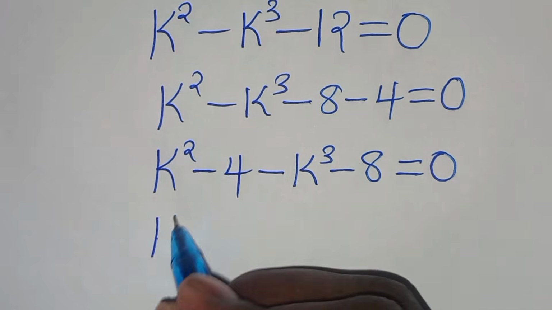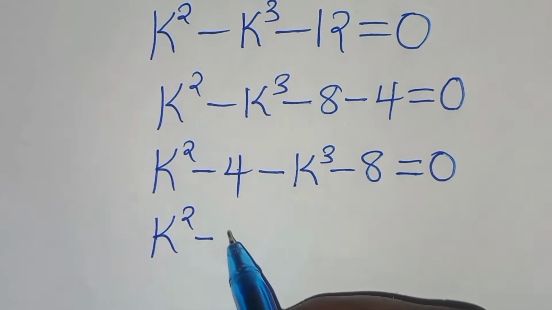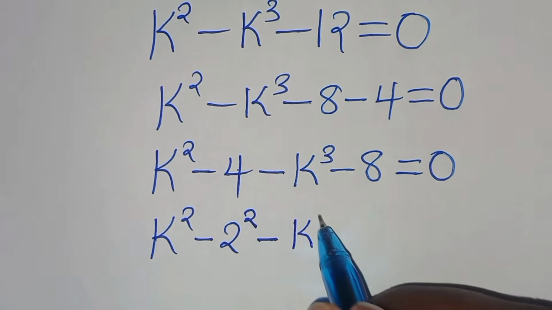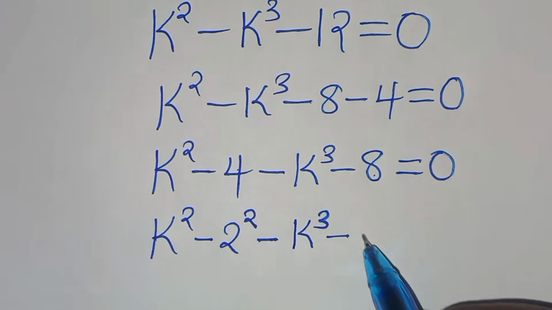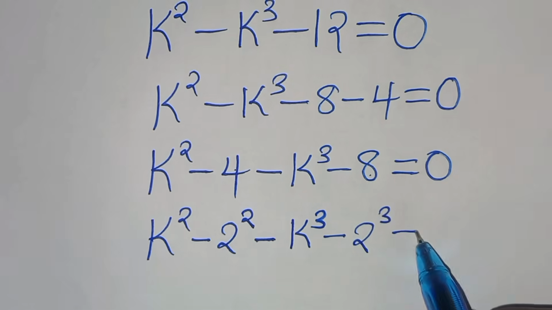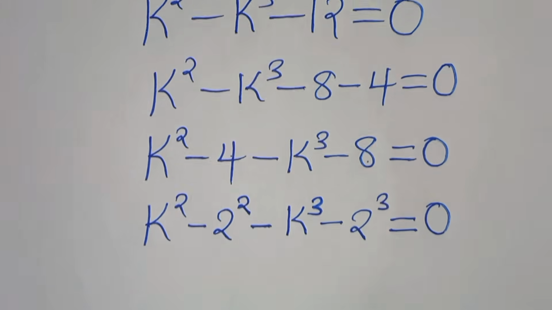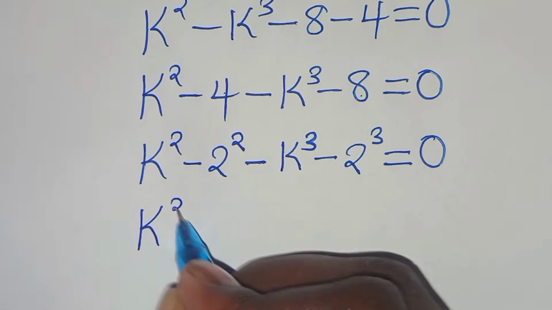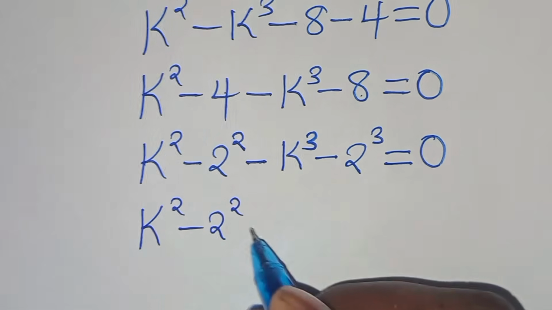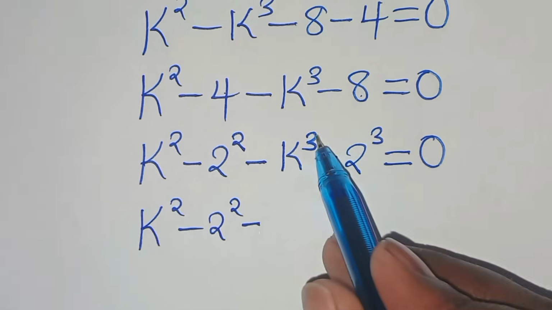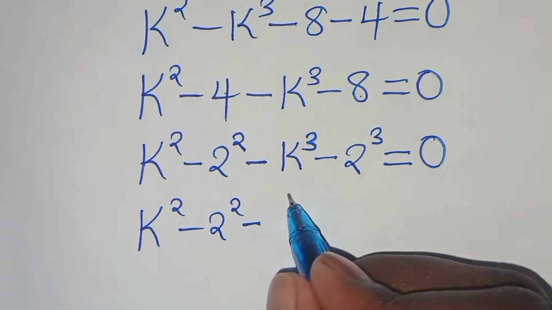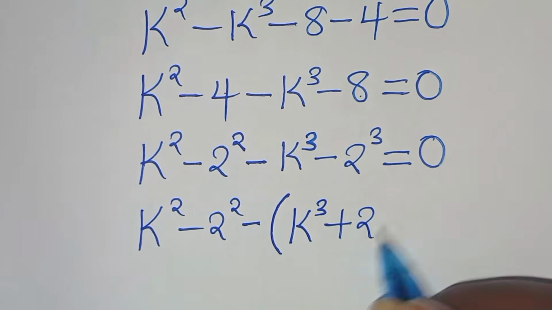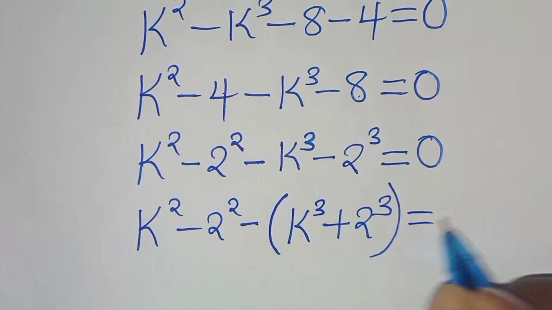Now, this is k to the power of 2 minus 4, which is 2 to the power of 2, then subtract k to the power of 3, subtract 8, which is 2 to the power of 3. This is equal to 0. Now, this is k to the power of 2 minus 2 to the power of 2 minus, now we can express k to the power of 3 minus 2 to the power of 3. This is the same thing as k to the power of 3 plus 2 to the power of 3. This is equal to 0.